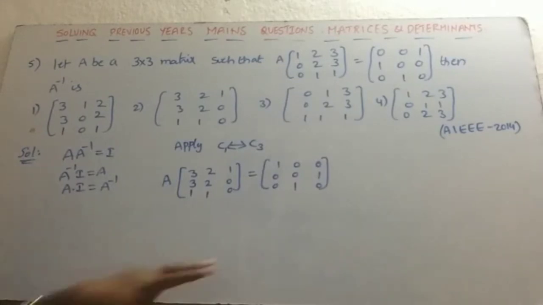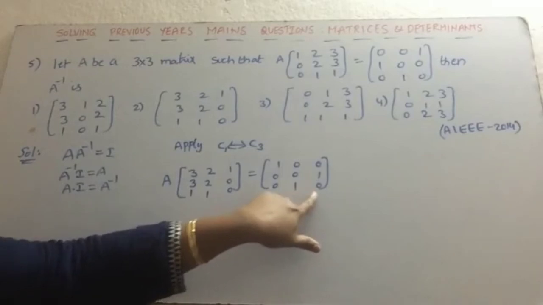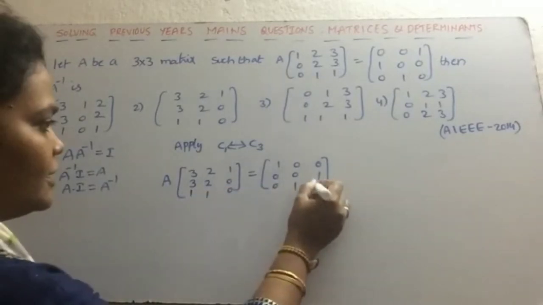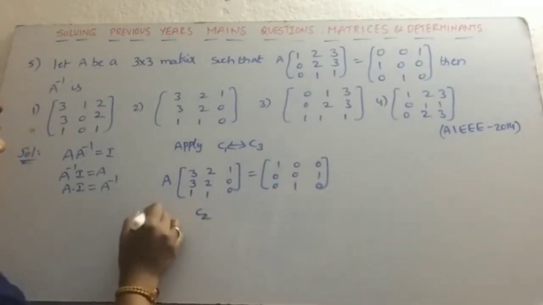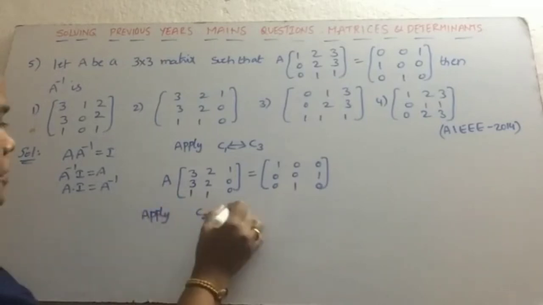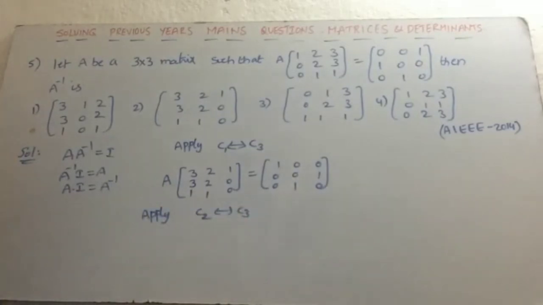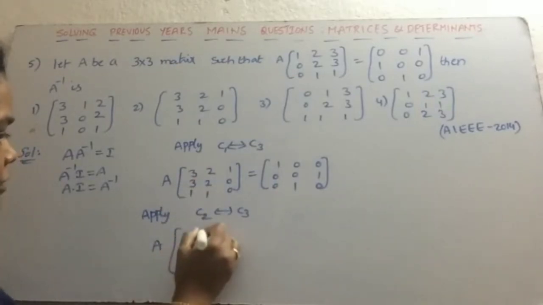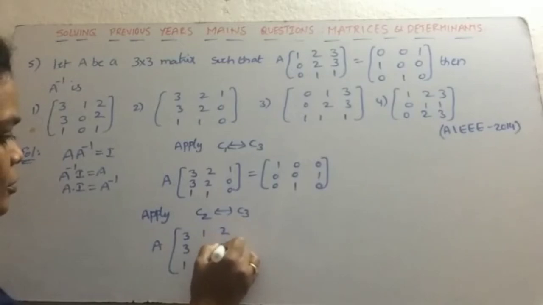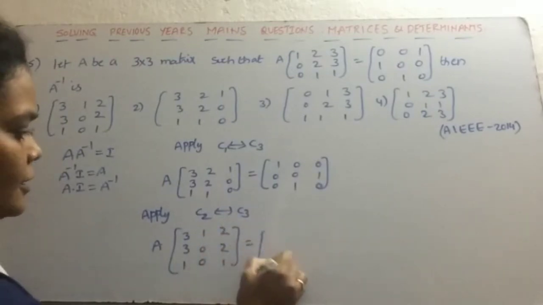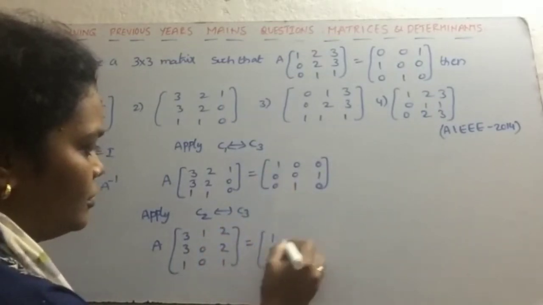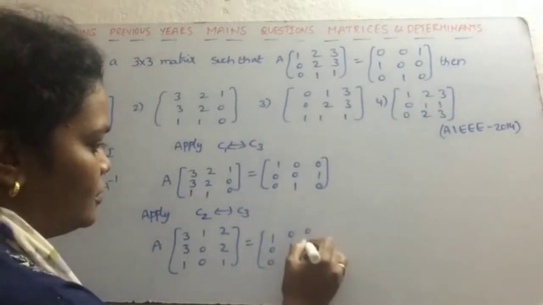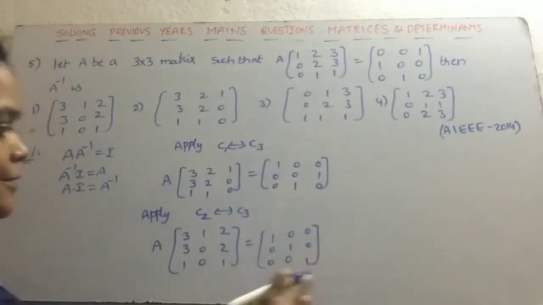Now again C2, C3. I will change the columns C2 and C3 again. Then we will get A into 3 3 1 1 0 0 2 2 1, and that is equal to 1 0 0 0 1 0 0 0 1. This is the identity matrix.